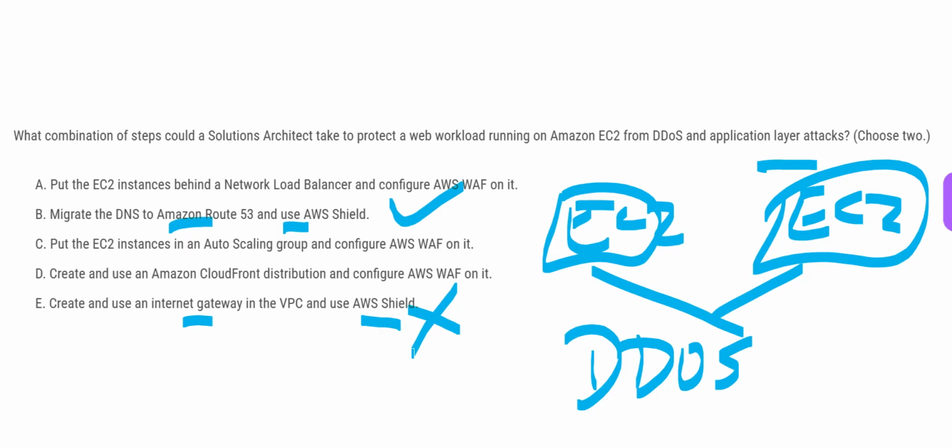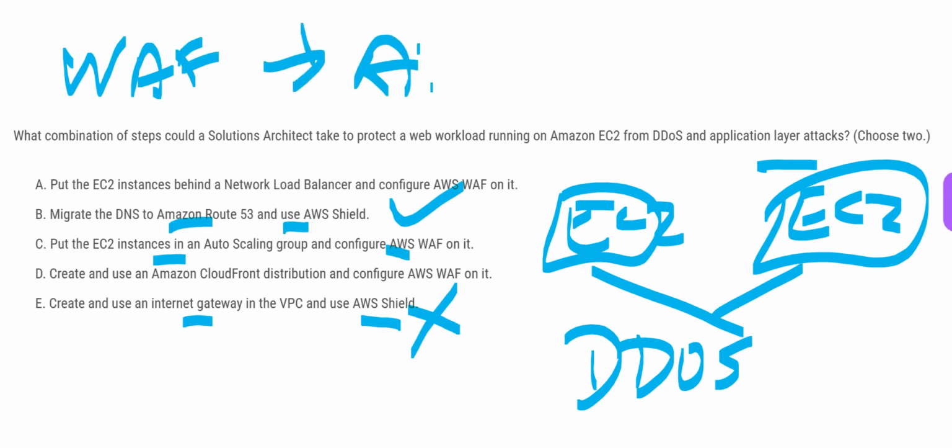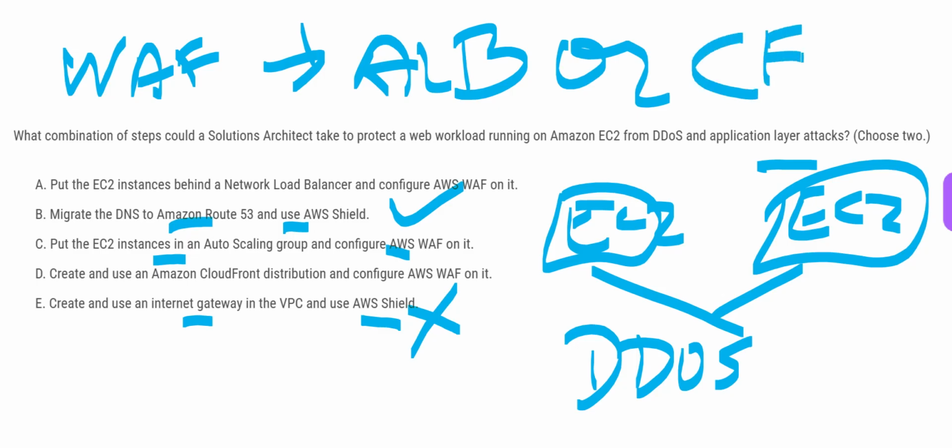Now C is telling us to put the EC2 instances in an auto scaling group and configure a WAF on it. WAF will take care of application layer attacks, but the problem is that WAF can only be configured on ALB or CloudFront. So WAF cannot be put directly on EC2. WAF can be configured on an ALB sitting in front of EC2, or on CloudFront. These two. That's why C is wrong: they are directly plugging it on EC2 and not talking about ALB.